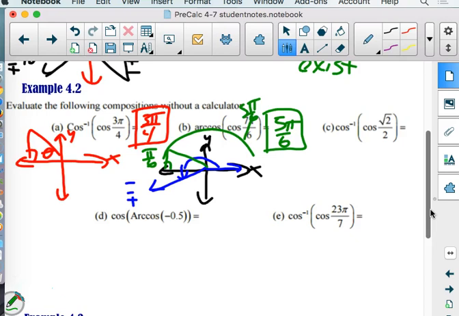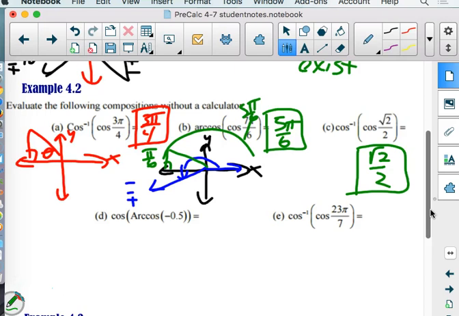Alrighty. Square root of 2 over 2. Inverse cosine of square root of 2 over 2. Can we do that? Square root of 2 over 2, something between negative 1 and 1? Oh, well, then we're done. We're going to undo each other, between negative 1 and 1.